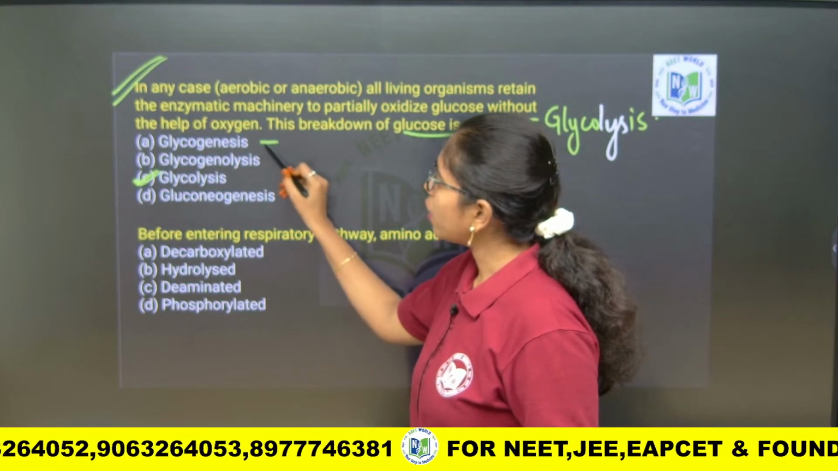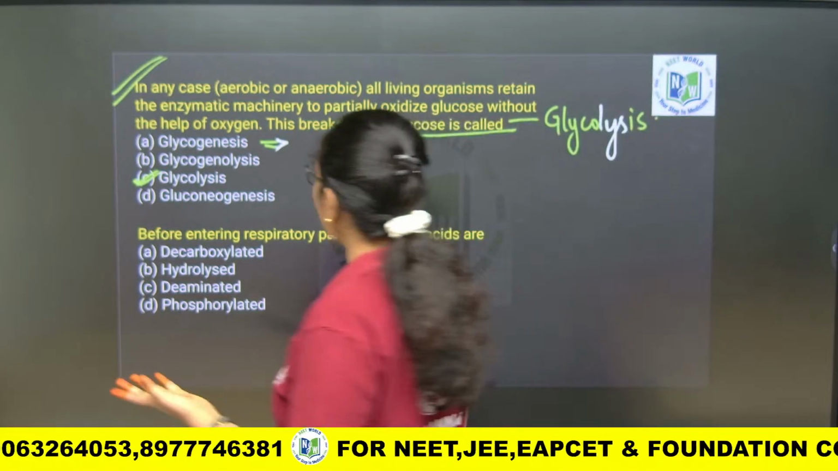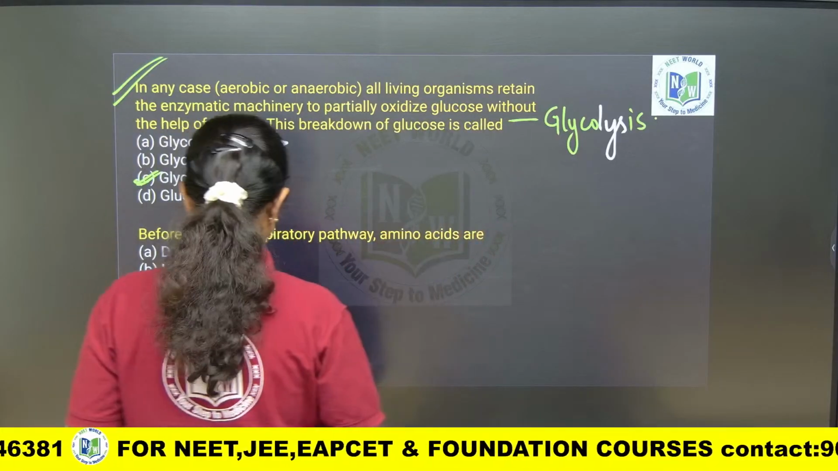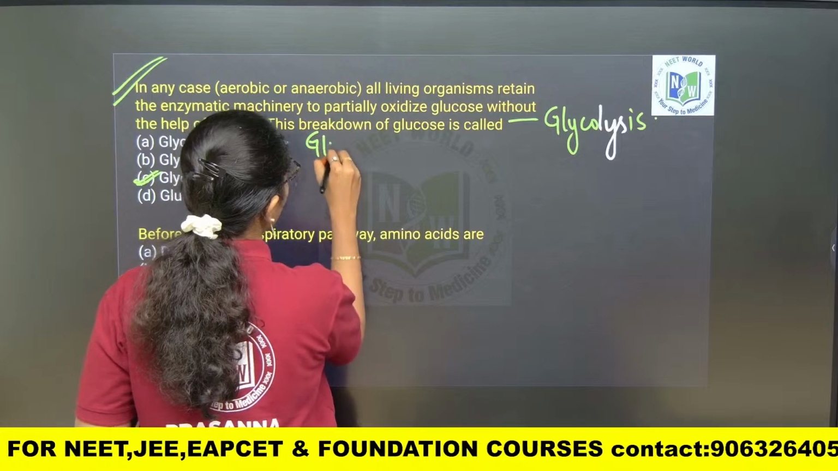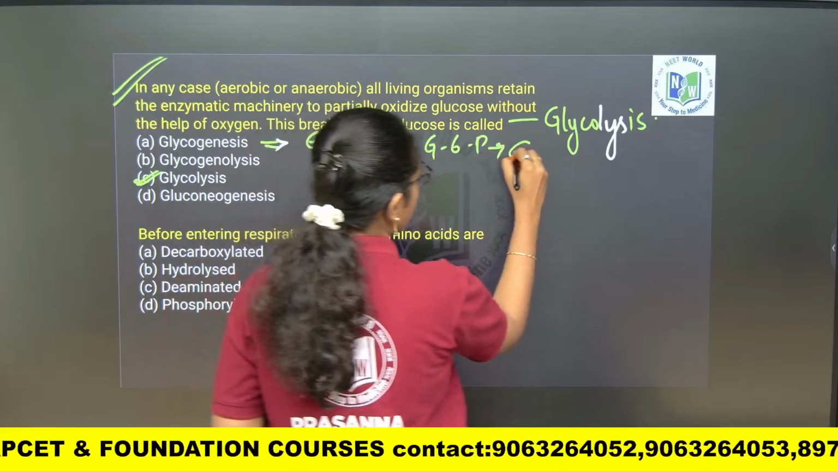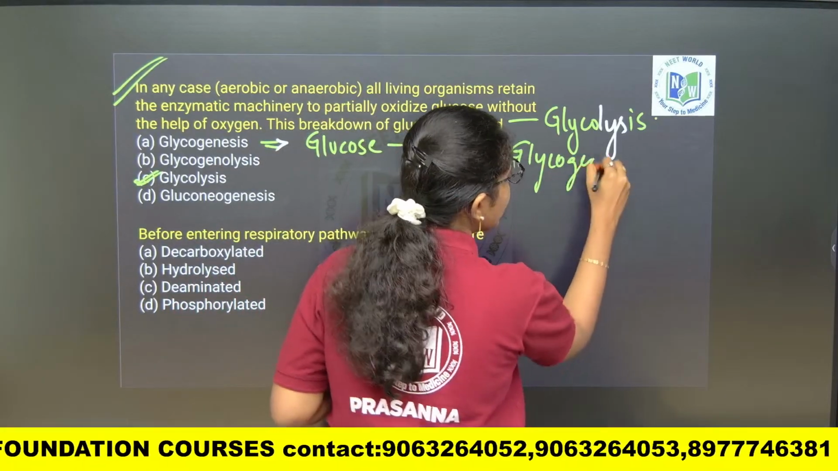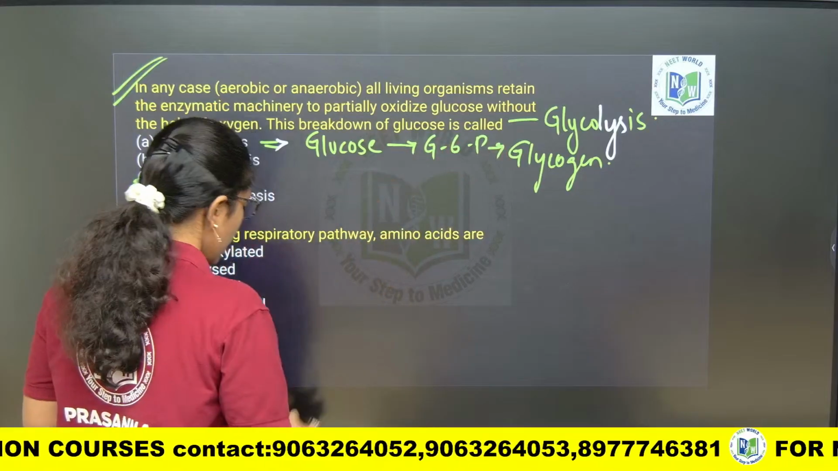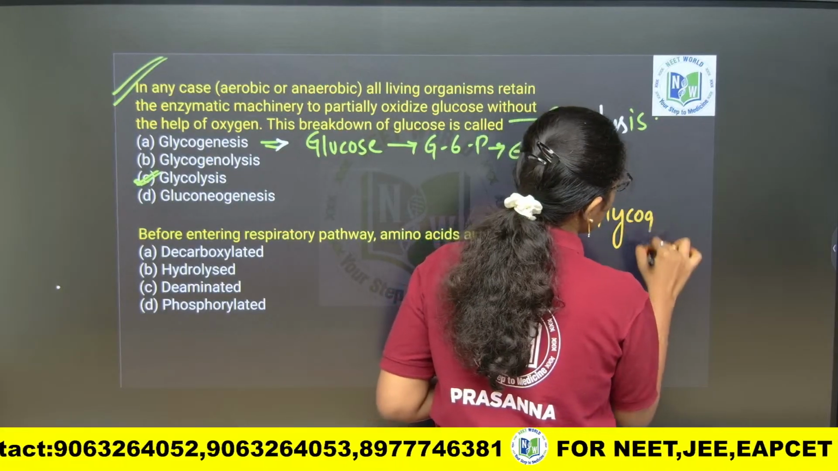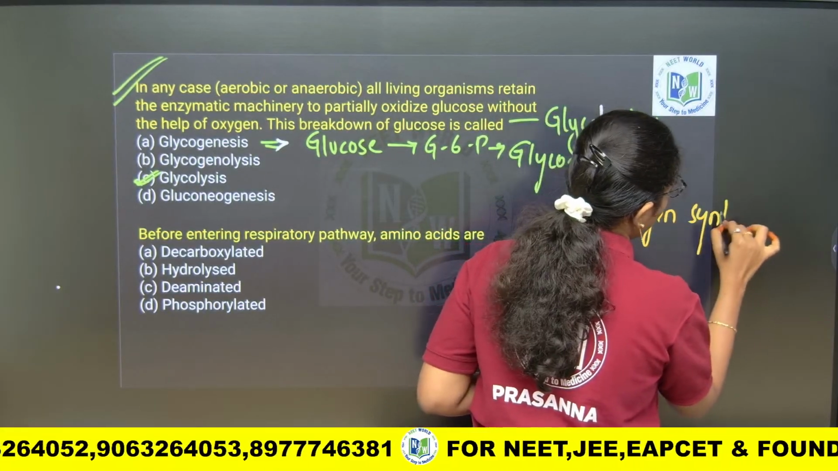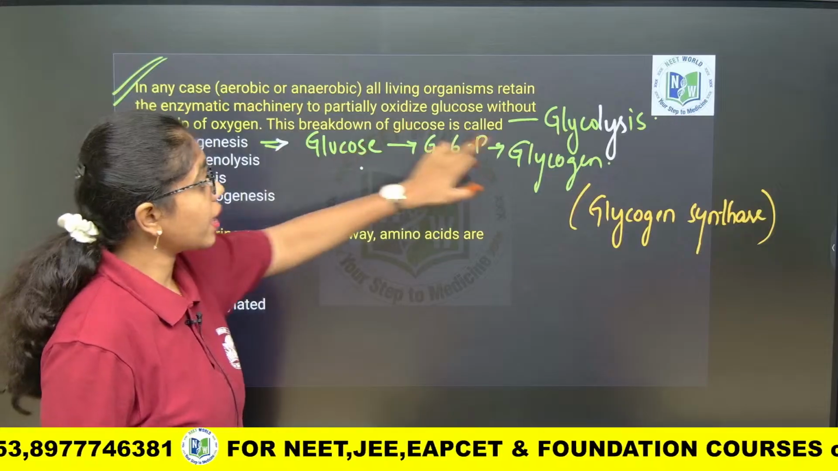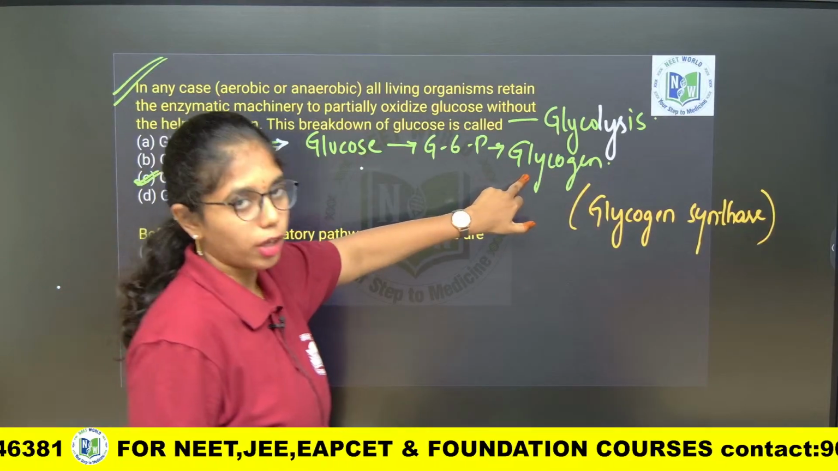First is glycogenesis. Glycogenesis is nothing but synthesis or formation of glycogen from glucose. Glucose to glucose 6-phosphate to glycogen. This is mediated or catalyzed by the enzyme glycogen synthase. This is catalyzed by what enzyme? Glycogen synthase. Fine. So, what is glycogenesis? Glucose getting converted to glycogen by the enzyme glycogen synthase.